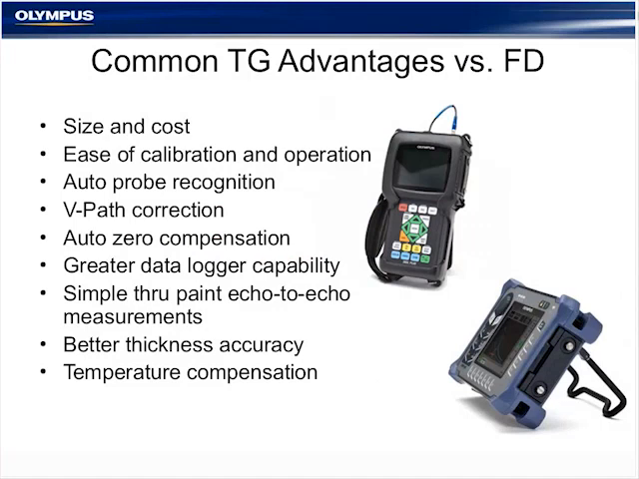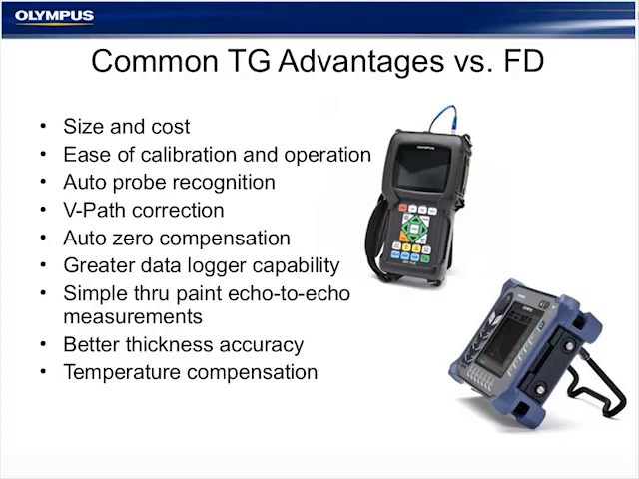Corrosion gauges typically have auto probe recognition, so once you plug in a dual element probe, the instrument knows what probe is plugged in, and that certainly aids in setup of pulsar and receiver parameters. The V-path correction is usually built in on a corrosion gauge. And there's something called auto zero compensation, or if you've used an Olympus thickness gauge in the past, you'd know that as do zero. So this is something we'll discuss a little bit more in detail. But this certainly helps with initial setup of the measurement on a corrosion gauge.